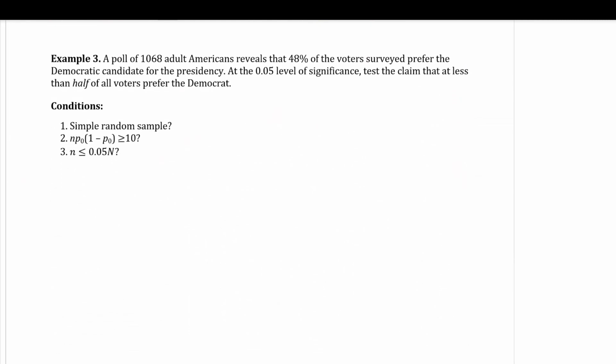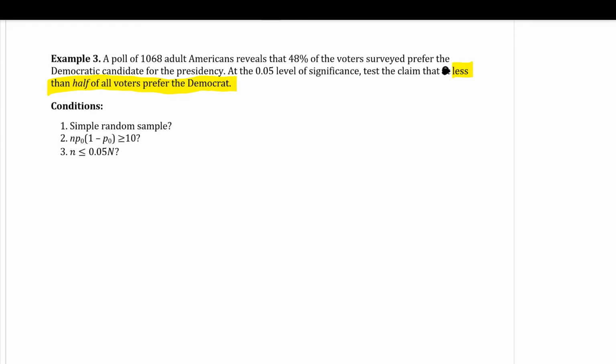Example 3. A poll of 1,068 adult Americans reveals that 48% of the voters surveyed preferred the Democratic candidate for the presidency. At a 5% level of significance, test the claim that less than half of all voters prefer the Democrat. Okay, so let's go ahead and highlight the claim statement. Okay, test the claim that less than half of all voters prefer the Democrat.